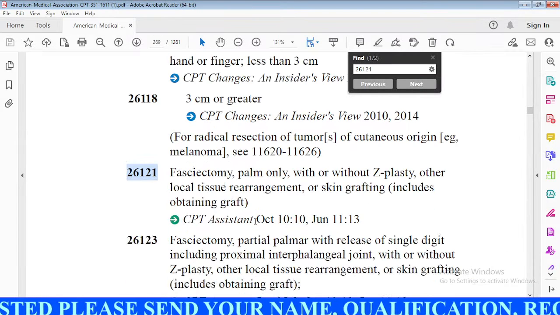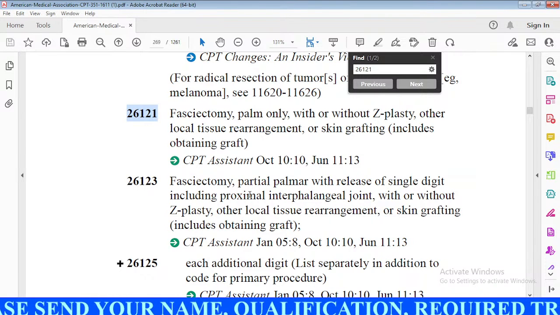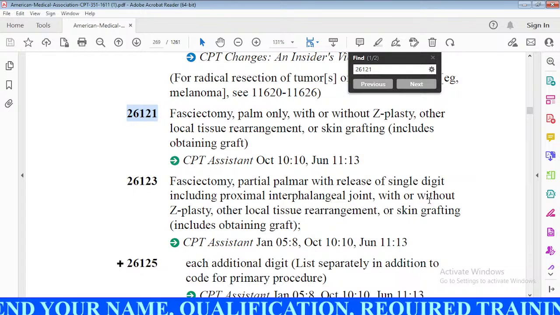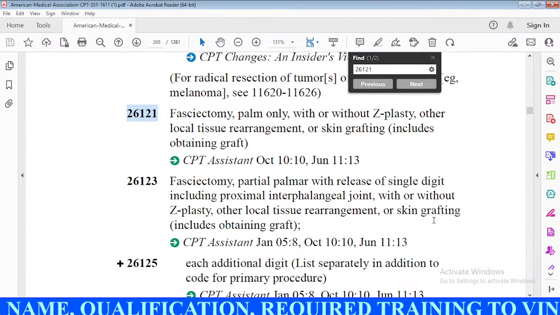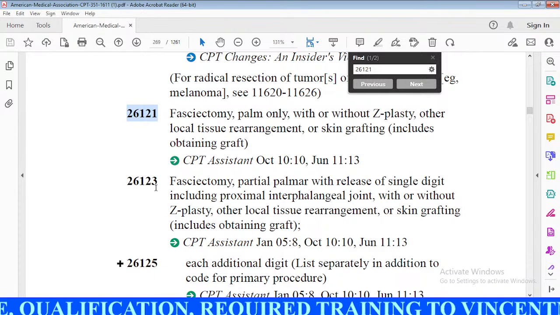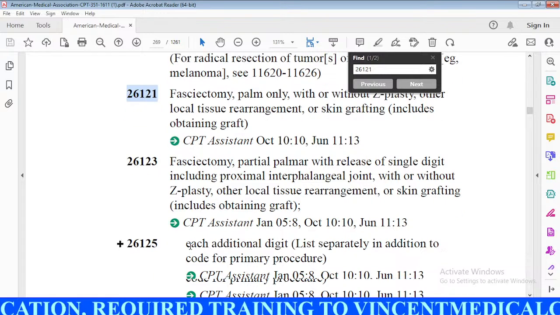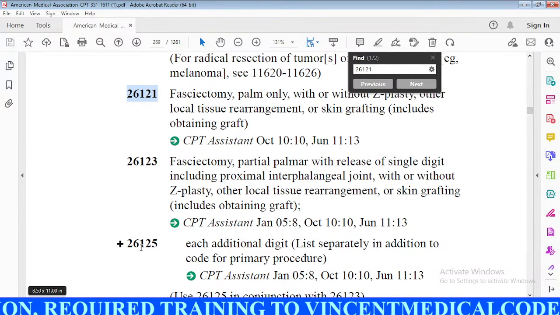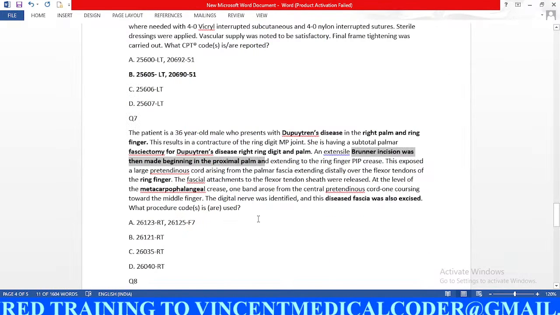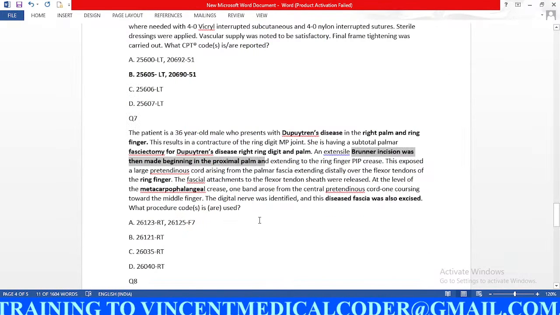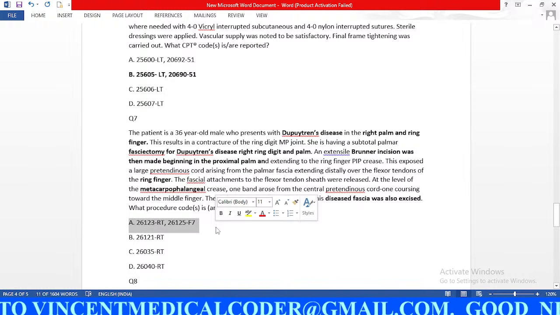26123. Yeah, here only. So fasciectomy, partial palmar with release of single digit including proximal interphalangeal joint with or without Z-plasty, other local tissue rearrangement or skin grafting. So we can code 26123, as well as for the other finger, each additional digit, we need to code 26125. So based on this, the physician has performed the procedure on 2 digits. So we need to code here 26123 and 26125.